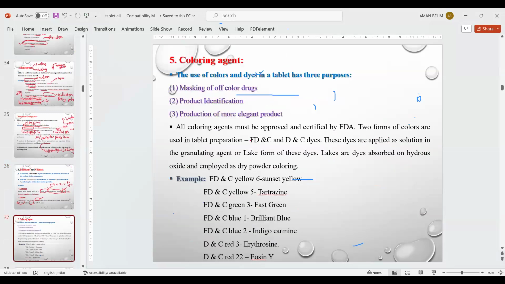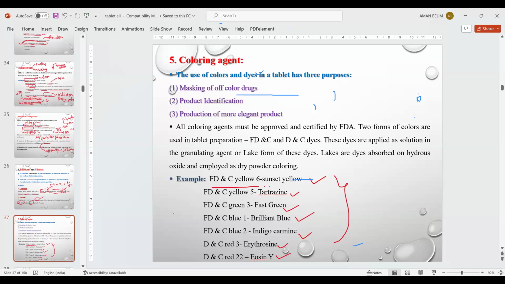Then the coloring agent. Generally, these are the coloring dyes which are used. Remember all these dye names. That is FDC, Food Drug and Cosmetic, such as yellow sunset. It means these dyes are recommended by the Food and Drug Administration and can be used as a coloring agent in food as well as drugs. So these are the examples.